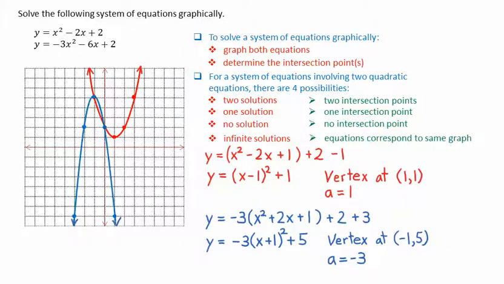Drawing the graph, we can then see that these graphs intersect in 2 points. The first one at the point (negative 1, 5), and the second one at the point (0, 2), corresponding to the two solutions of this system.